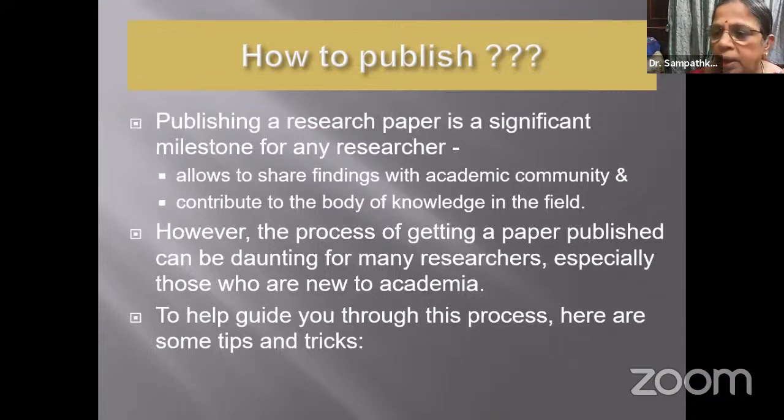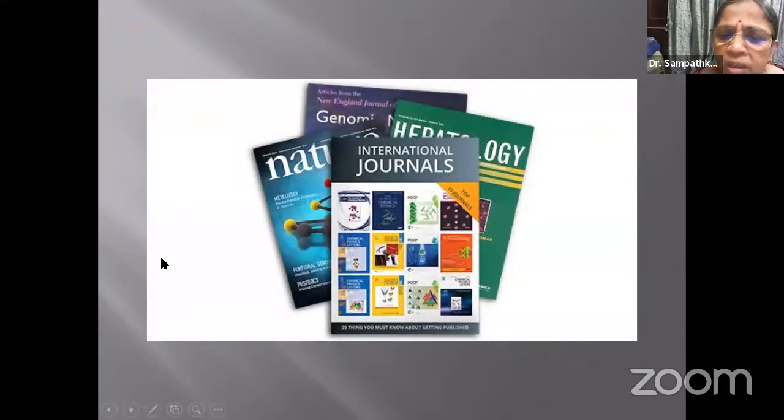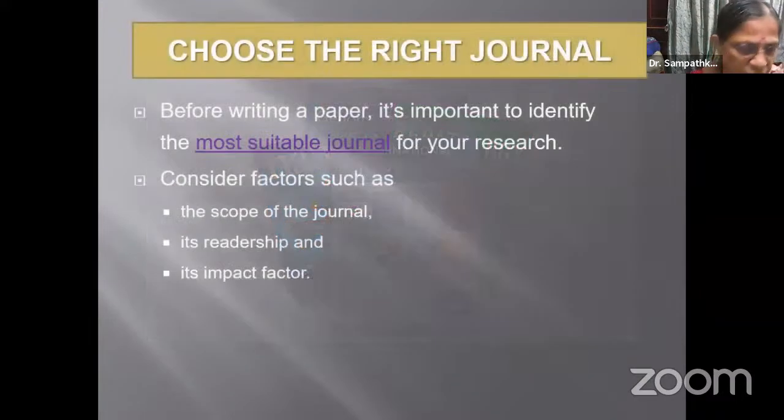So how can you publish a paper? For this, here are some tips and tricks which I have given. See, first we want to know whether it has to be published in an international journal, or in a national journal, or in a local journal. So you have to select which journal you want to publish in. See, before writing a paper, it is important to identify the most suitable journal for your research.